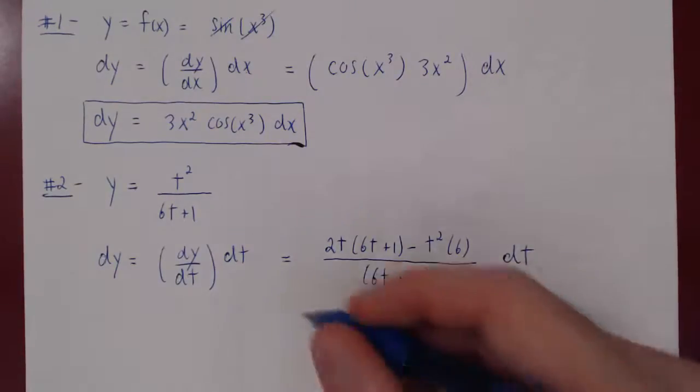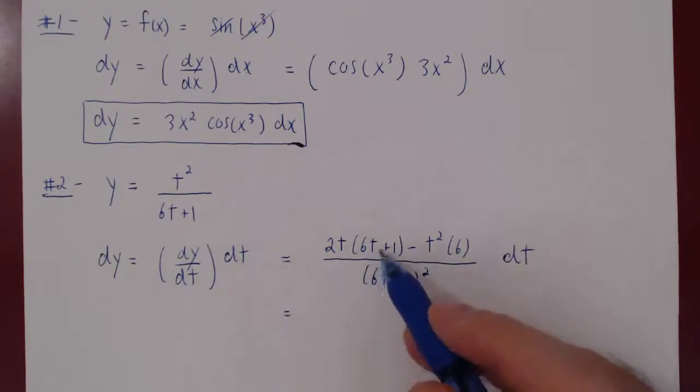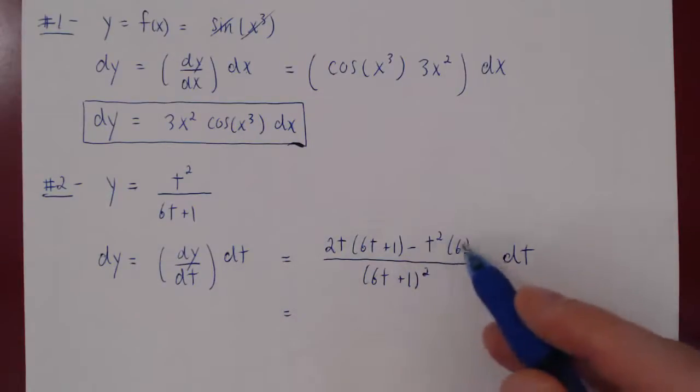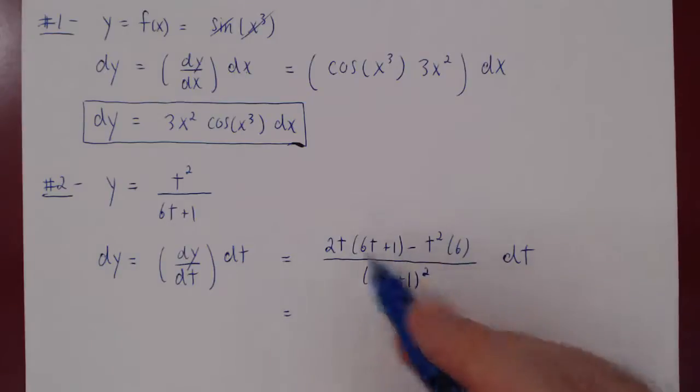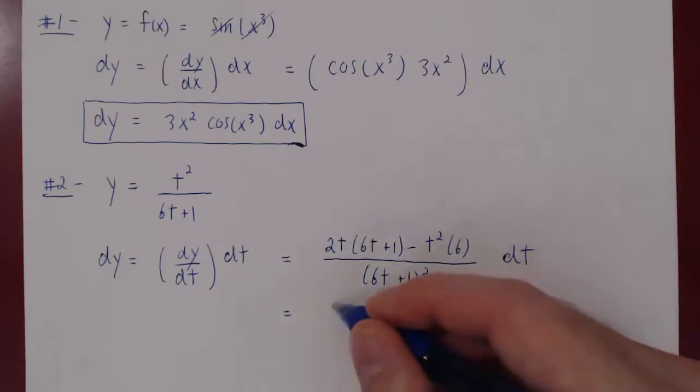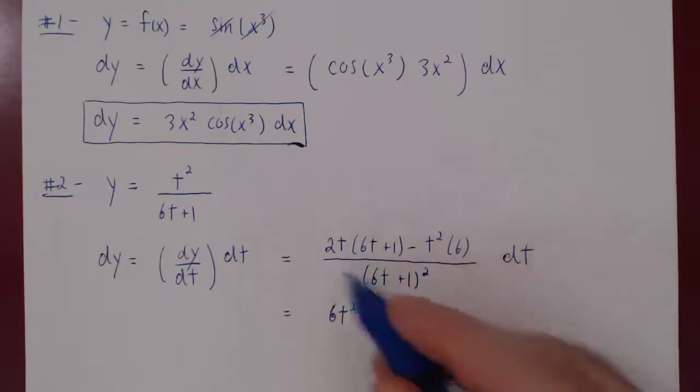We can simplify a bit here, because 2t times 6t is 12t squared, minus 6t squared. So 12t squared minus 6t squared is 6t squared, plus 2t.